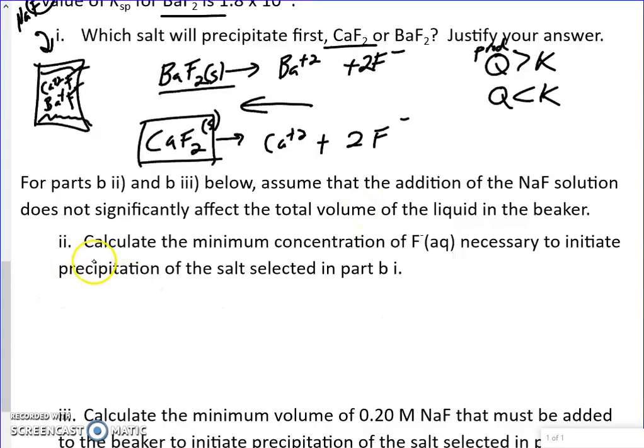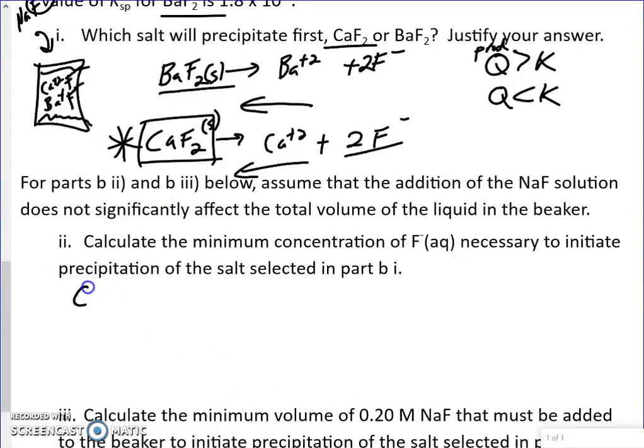And we're going to go down to 2, and it says calculate the minimum concentration of fluorine necessary to initiate precipitation of the salt selected in B1. So our salt we selected in B1 is this guy right here, and it wants to know how much fluorine is going to be required to cause a shift in that direction. In other words, what we're really looking for here is, in our ICE table, our equilibrium value of fluorine. Because once that equilibrium value of fluorine is hit, we're going to see that shift towards the reactants, and therefore the precipitation start falling out.